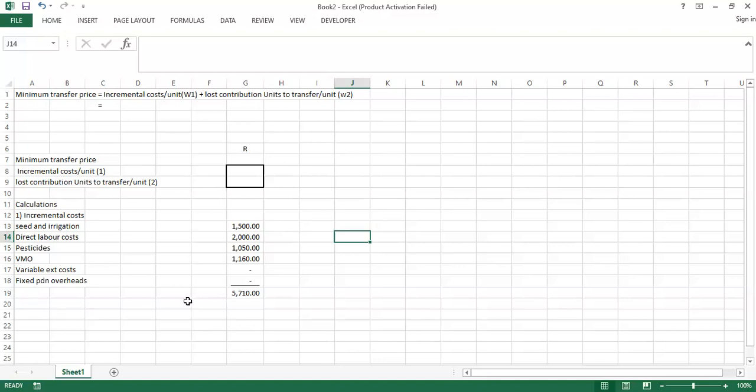All right, so in this instance these are the variable costs of production, which are total incremental costs per unit. If you are using this format, then you can simply take this one as it is and copy it there. Then if you are doing it this way, you can simply write 5,710 there. Now you're looking for the lost contribution. Now you can put that on calculation number 2. Lost contribution.